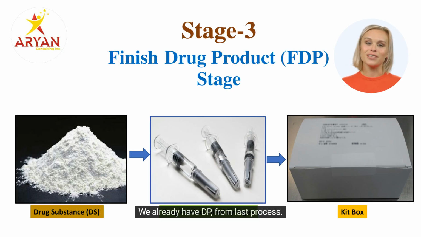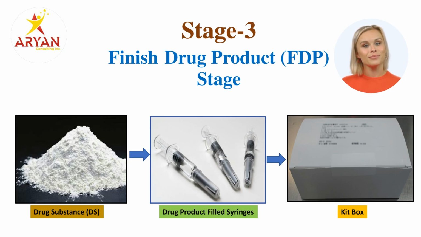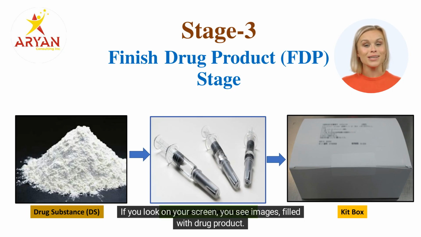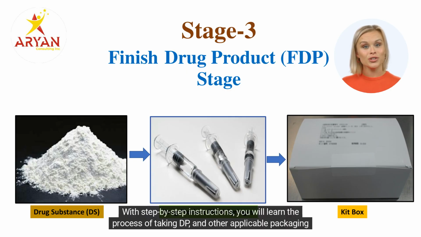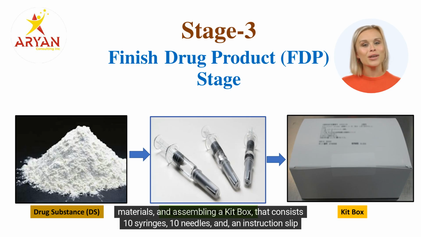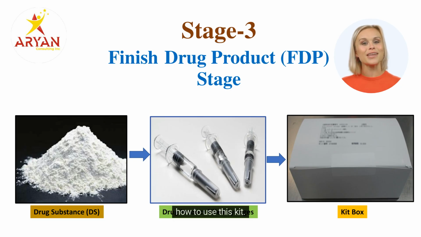We already have DP from last process. If you look on your screen, you see images filled with drug product. This is the journey we are going to walk you through with the help of this BPR of FDP. With step-by-step instructions, you will learn the process of taking DP and other applicable packaging materials and assembling a kit box that consists 10 syringes, 10 needles, and an instruction slip how to use this kit.